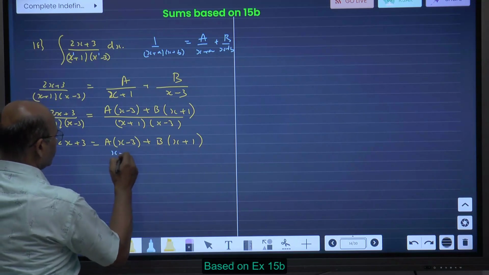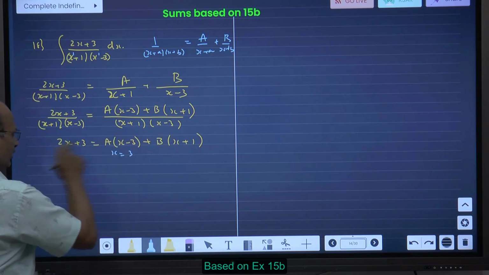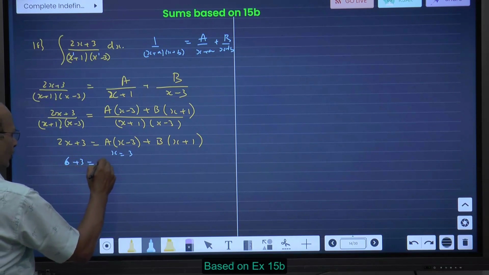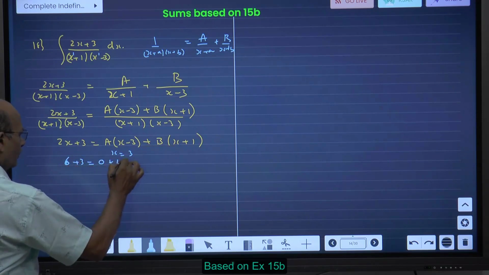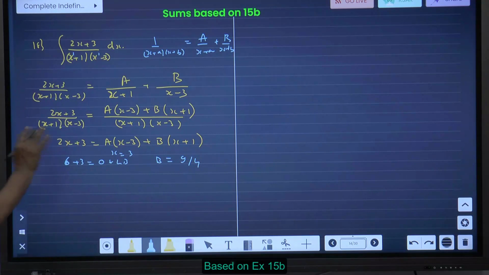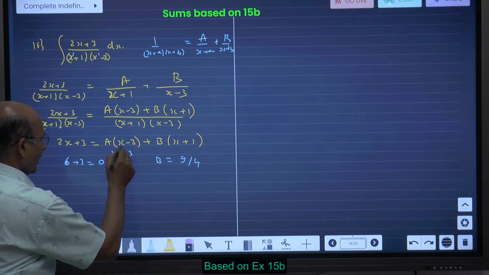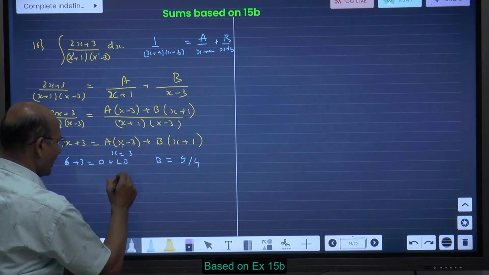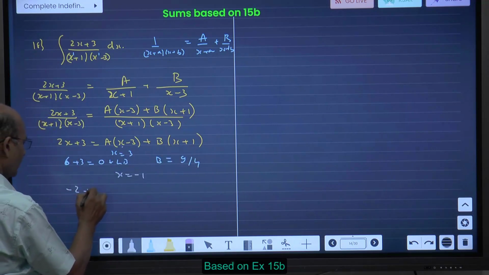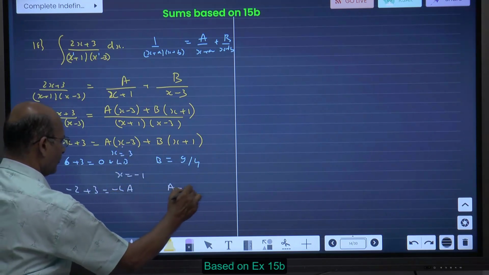I will put x equals 3 because of x minus 3. 3 minus 3 becomes 0, so a will go. So I put x equals 3 in this equation. So what will happen now? 2 threes are 6 plus 3 is equal to 0 plus 3 plus 1, 4, 4b. So b is nothing but 9 upon 4. This part is important and interesting. Now if you put x as minus 1, so minus 1 plus 1 becomes 0. So this will become minus 2 plus 3, and this will become minus 4a. So a is nothing but minus 1 upon 4.